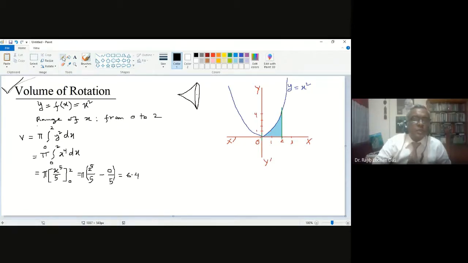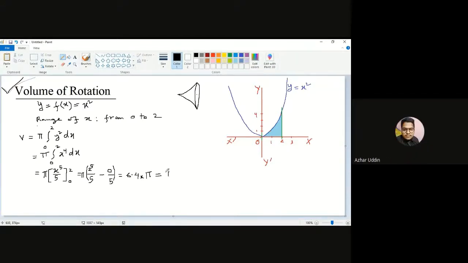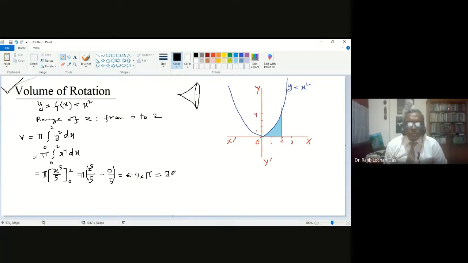So pi value is 3.14. It will be 20.10. Okay, 20.10. So this will be the unit cube.